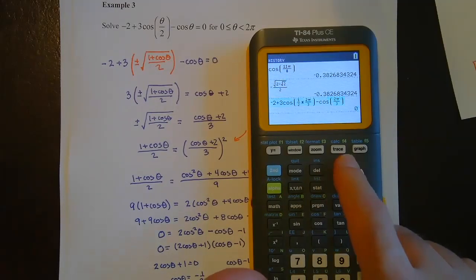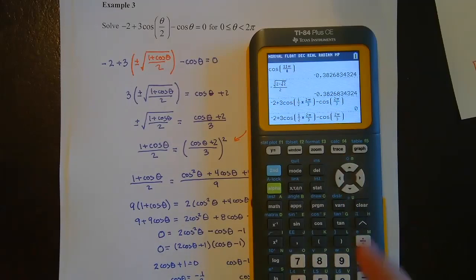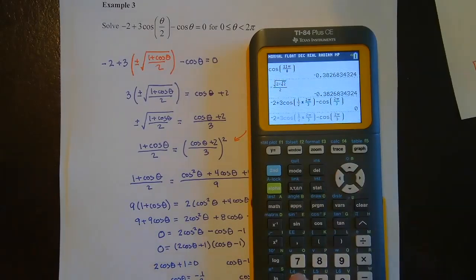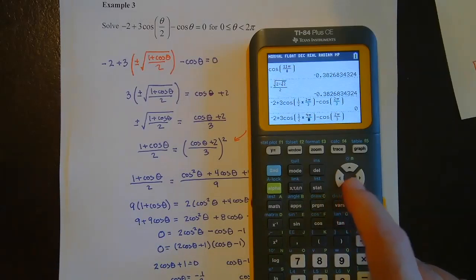So I'm going to go back and press enter there, okay? And this time I'm going to put 4 pi over 3. So I'm going to scroll over and put in 4 pi over 3.